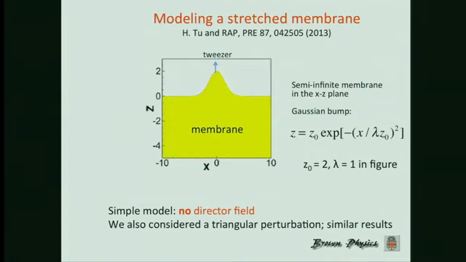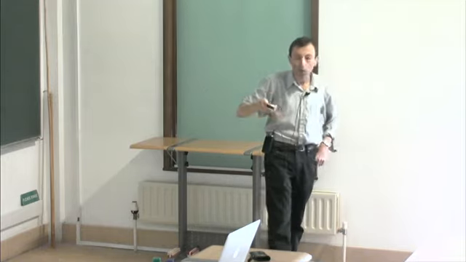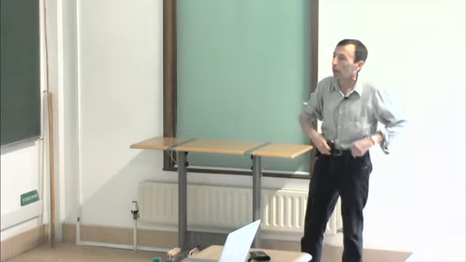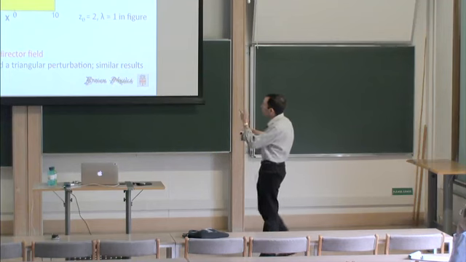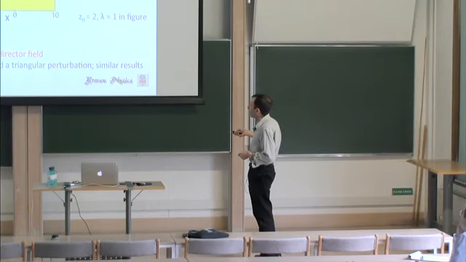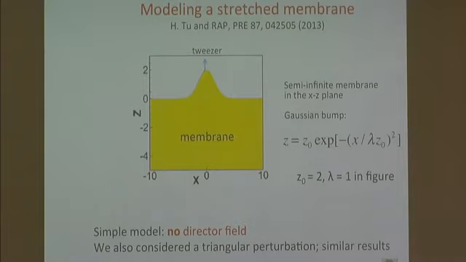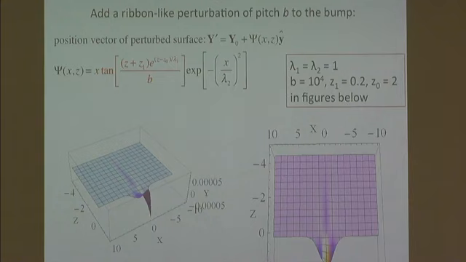I should just emphasize, what we've done at this point is just an even simpler model than what I've been showing you. We don't even bother looking here at the director field. We're really just asking, will this thing want to form a twisted ribbon with negative Gaussian curvature without even thinking about chirality or any Frank energy penalty? So, we imagine something like this, and then the way we assess whether this thing would, as you pulled it, form a twisted ribbon, is we add a ribbon-like perturbation to the bump.